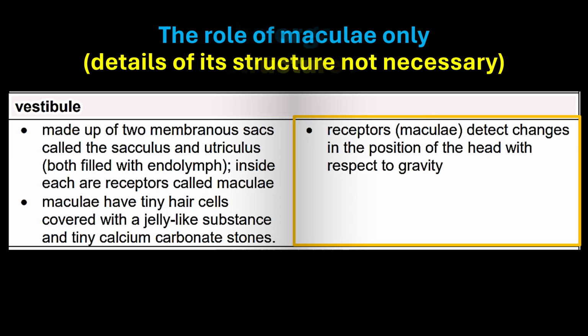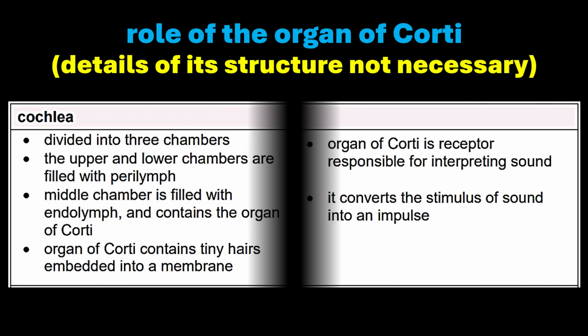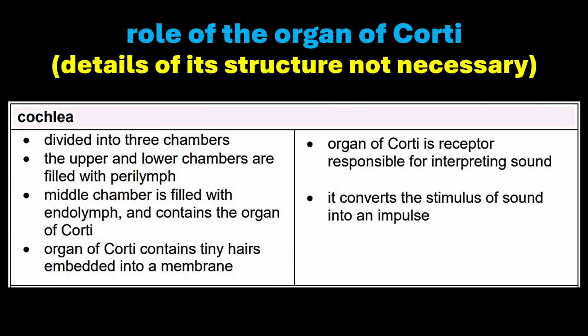Then we go on to the organ of Corti, and again, you don't have to know the details of its structure. All you have to know is that it is divided into three chambers. The upper and the lower chambers are filled with a special fluid called the perilymph. So these form more or less the outer chambers. And then the middle chamber is filled with endolymph, because endo means inside, and that is the middle part of the three-chambered structure. This middle chamber contains the organ of Corti.